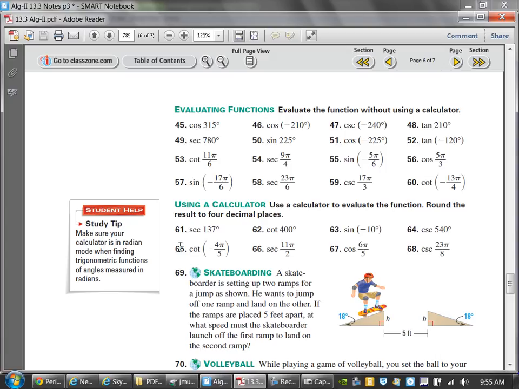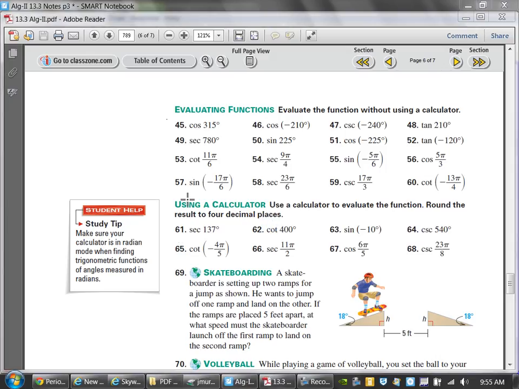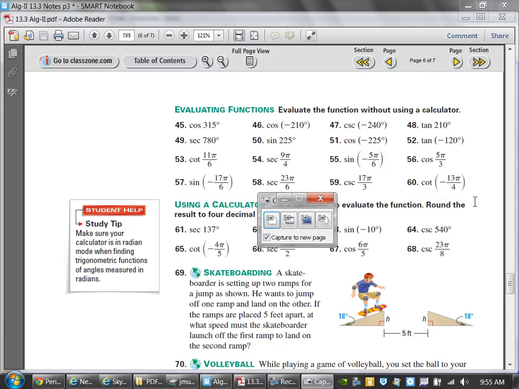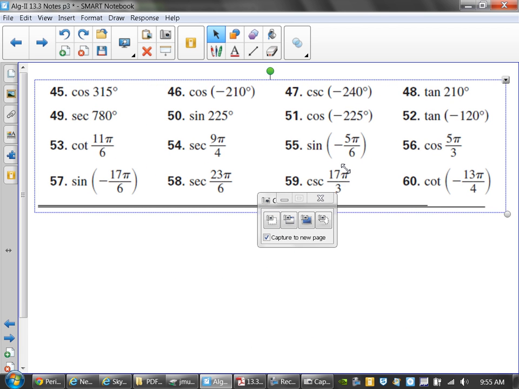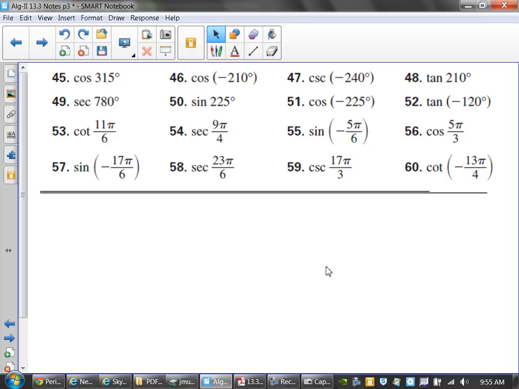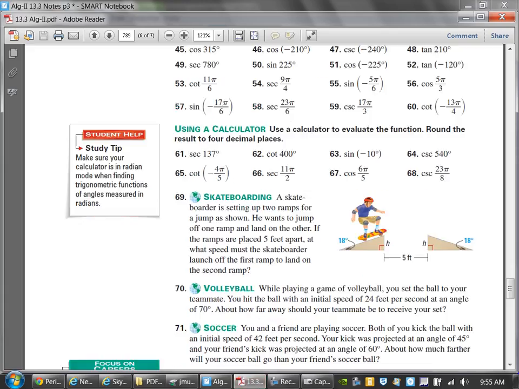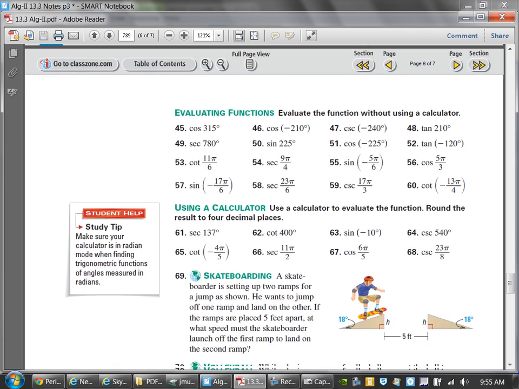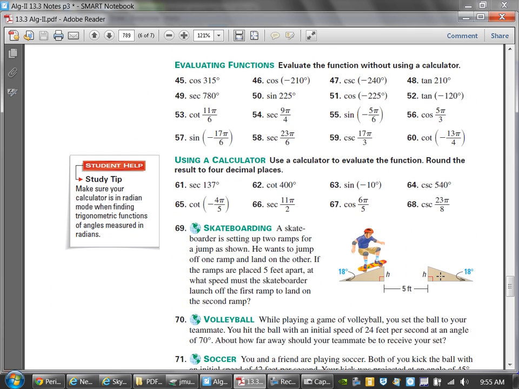What I want you to do tonight is do these by hand. Do we have to show all our work, if we can do most of it in our head? It's okay. It's the next page. I want you to do those without a calculator. All those tonight? Yes, sir. What page was it? I think it's 789. All right.